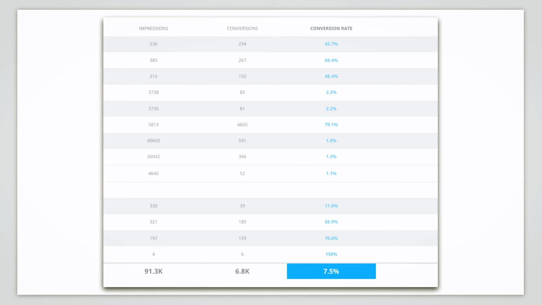Another example, this is stats from one of my websites, and my site-wide conversion rate is 7.5%, which means that out of every 100 people who visit my site, 7 to 8 enter my sales process. So these are some of the things you can expect from the Content Accelerator.